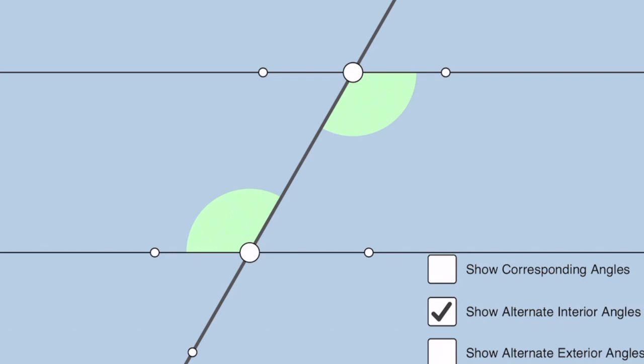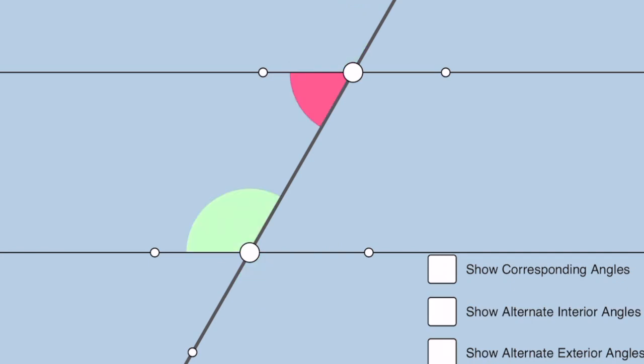So what do you think an alternate exterior angle is going to look like? If this is interior, you guessed it, exterior just means it's on the outside of those parallel lines, but they're still on alternate sides of the transversal. So just thinking through that one, let's look at the next term, which are same side interior. So what do you think that means? If we're an interior, it has to be on the inside. So what does it mean to be same side interior?